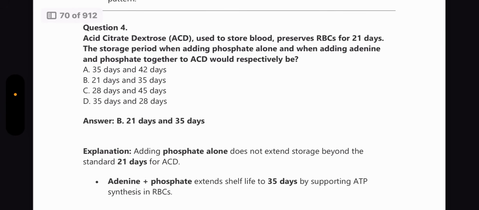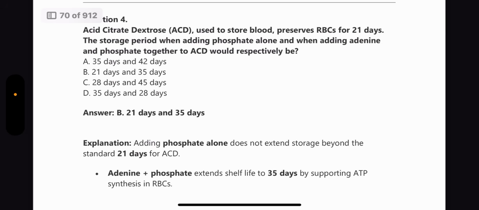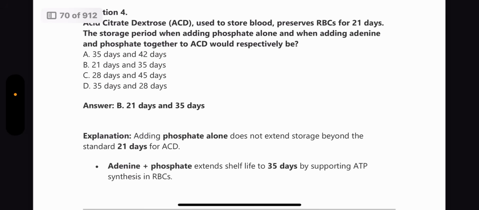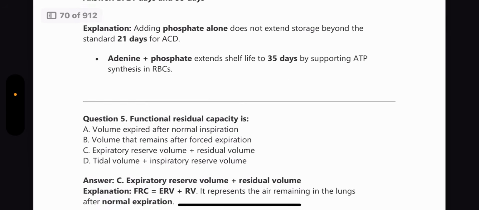Acid citrate dextrose used to store blood preserves RBCs for 21 days. The storage period when adding phosphate alone and when adding adenine and phosphate together to ACD would respectively be 21 days and 35 days. So adding phosphate alone does not extend the storage beyond the standard 21 days for ACD, whereas adenine plus phosphate extends the shelf life to 35 days by supporting the ATP synthesis in the RBCs.